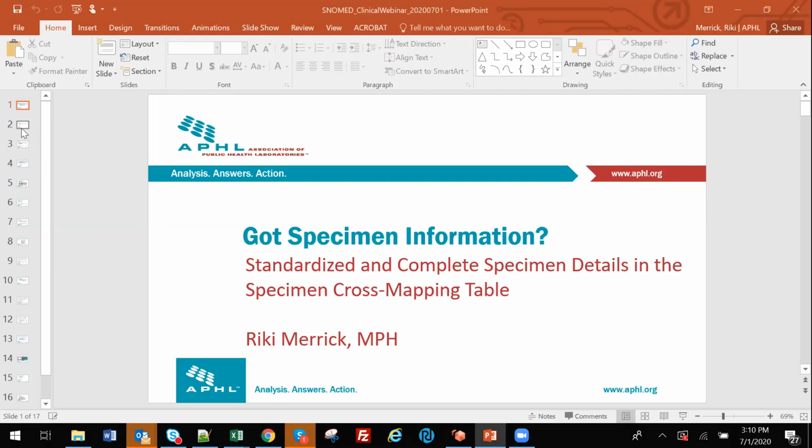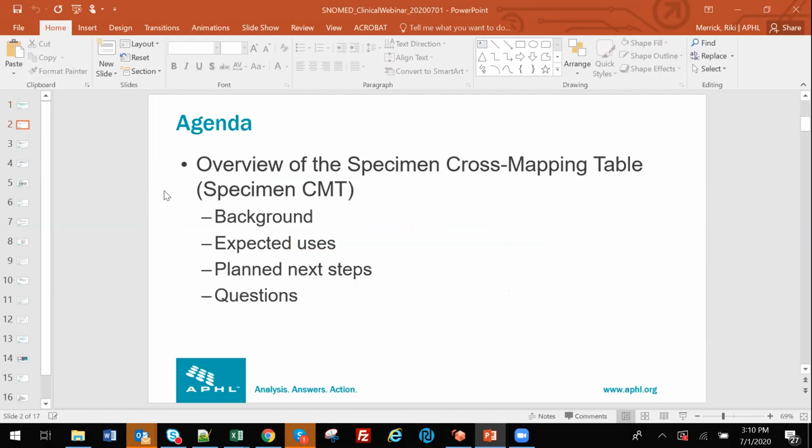So bear with me. We're going to talk a little bit about the background and what the specimen cross-mapping table is, what we're hoping it can be used for, and what the next steps are. And if you have any questions, we can go there.